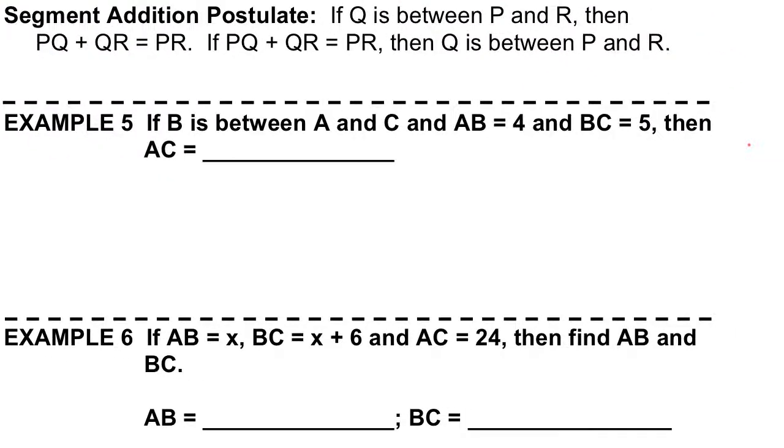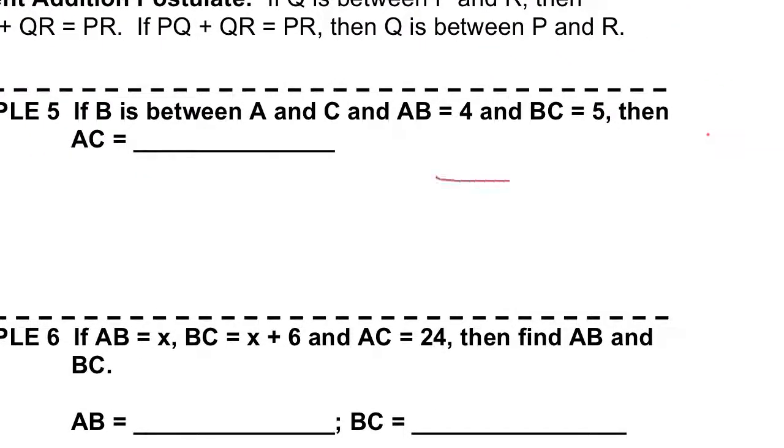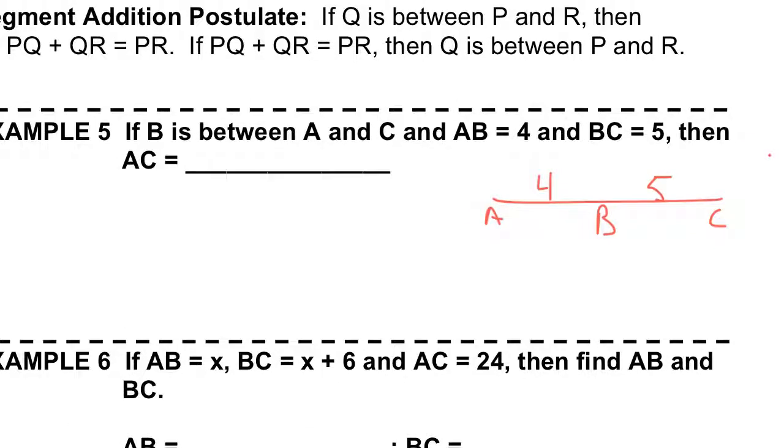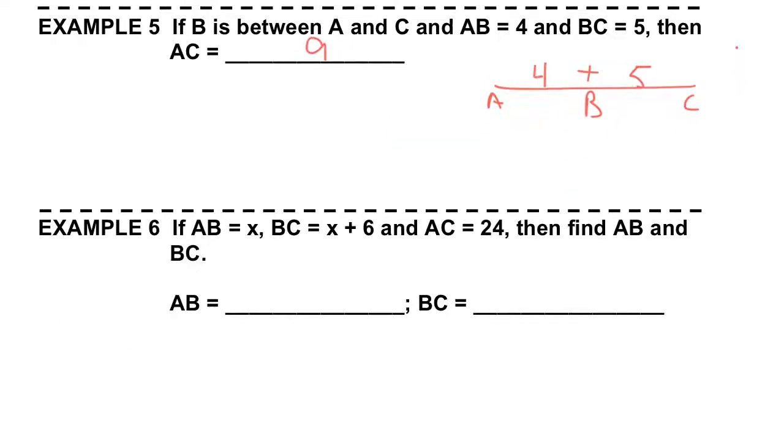It says on example 5, if B is between A and C, so I'm going to draw that. Here's A. It says B is in between that and C. It says from A to B is 4 and B to C is 5. How long is it from A to C? I hope that we can all get that it is 9. You just add them together.